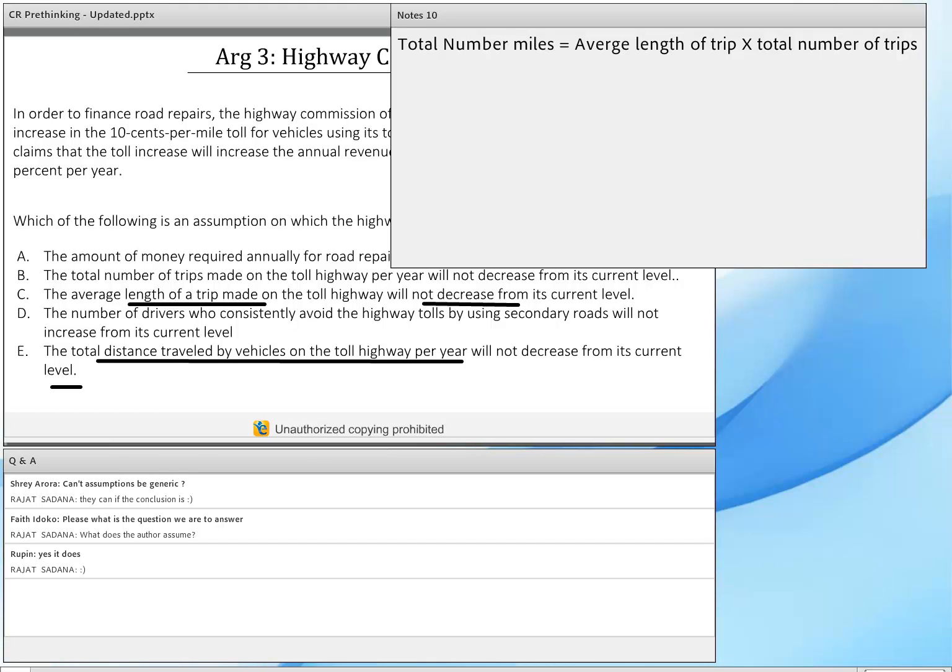Okay, why not D? The number of drivers who constantly avoid tolls by using secondary tolls will not increase from its current level. What if that increases? Then in that case, the average length of the trip on the toll highway could increase, because what you're really saying is that maybe the total number of trips goes down.